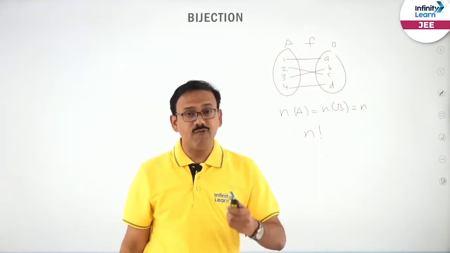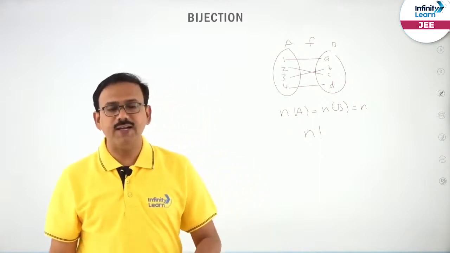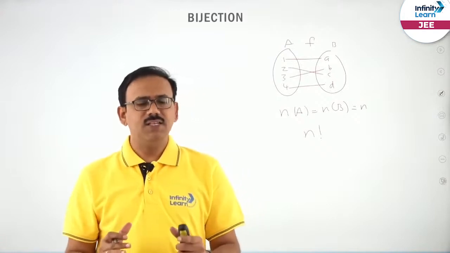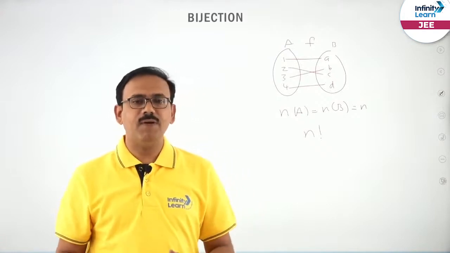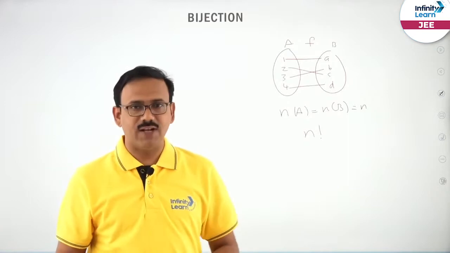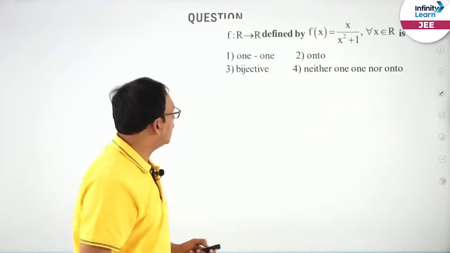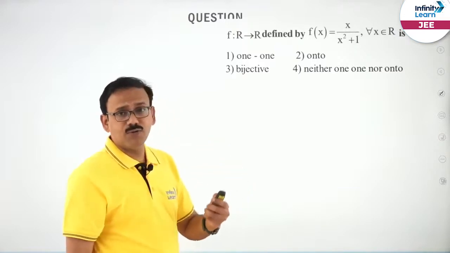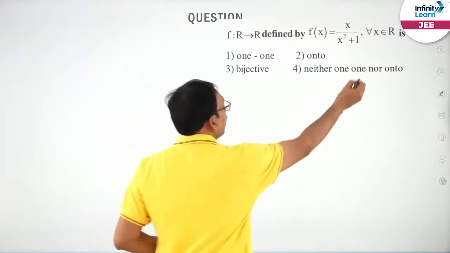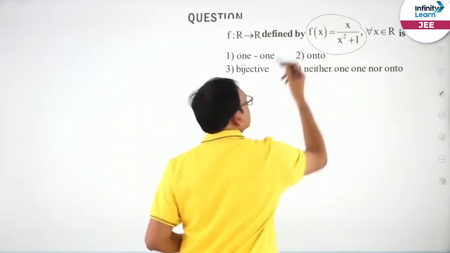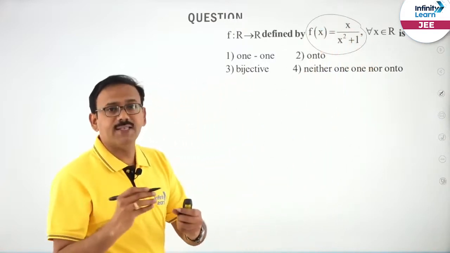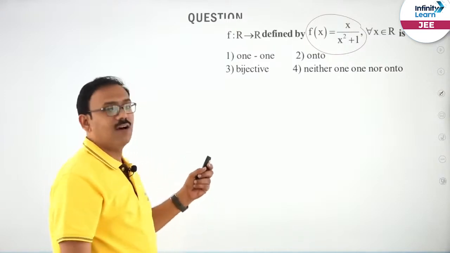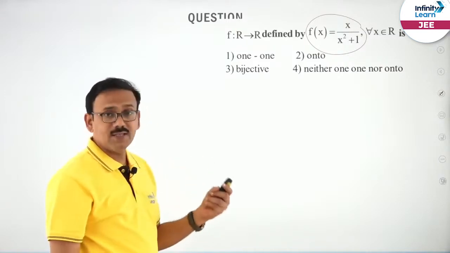Now, with this synopsis we can enter the problems. If you have an idea of the problems, it is very easy, any problem we can almost close in less than 1 minute, right friends. You see this question: a function f from R to R is given by f(x) = x/(x^2 + 1) for all x belongs to R. We are asked to find whether it is 1-1 or not, onto or not, bijection or not.